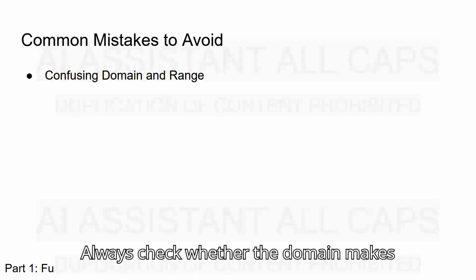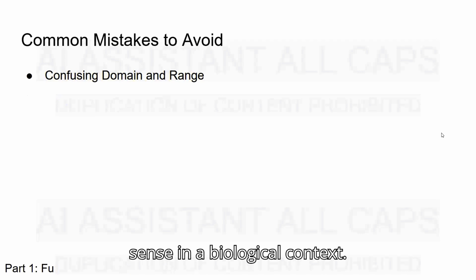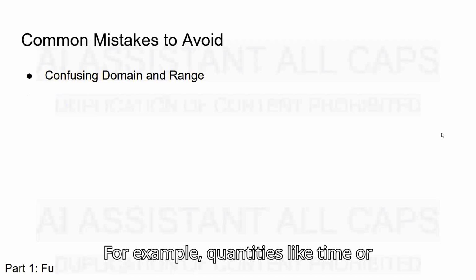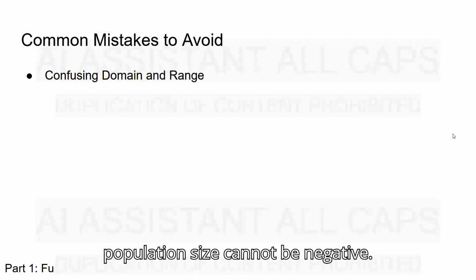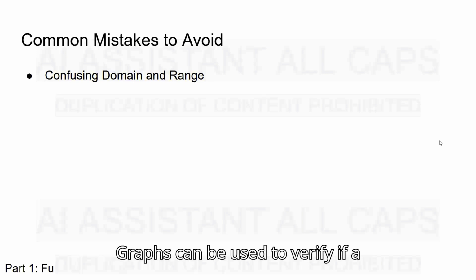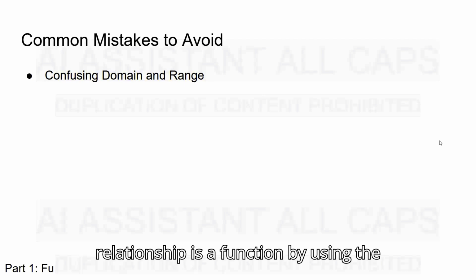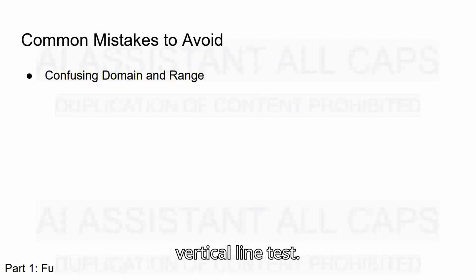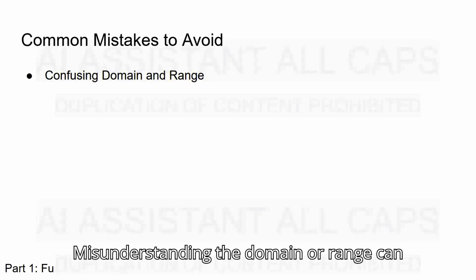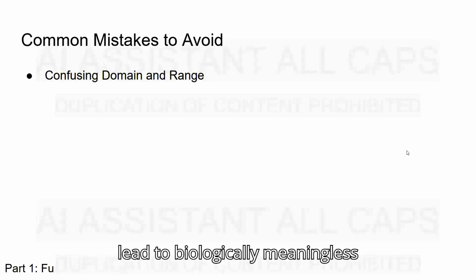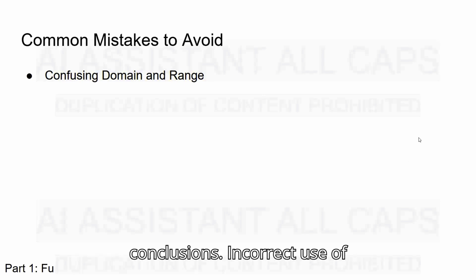Always check whether the domain makes sense in a biological context. For example, quantities like time or population size cannot be negative. Graphs can be used to verify if a relationship is a function by using the vertical line test. Misunderstanding the domain or range can lead to biologically meaningless conclusions.